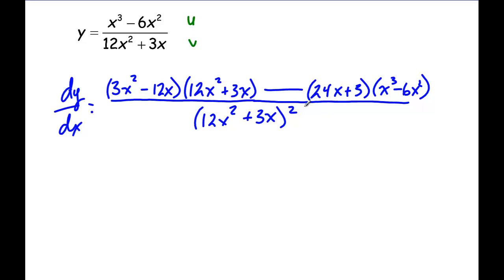And there you have your answer. Okay? And that is the quotient rule. And we'll continue practicing these.